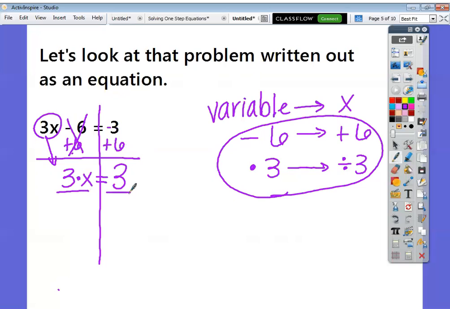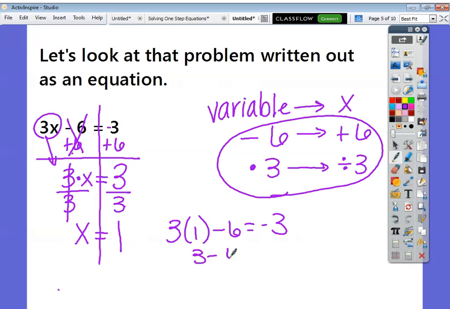So I'm going to divide both sides by the number in front of x, which is a 3. Okay, what I do on this side, I do on that side. 3 divided by 3 is 1. 1 times x is x. 3 divided by 3 is also 1. And there's my answer. And I can plug it in. 3 times 1 minus 6 equals negative 3. 3 minus 6, well, what do you know? That is true.